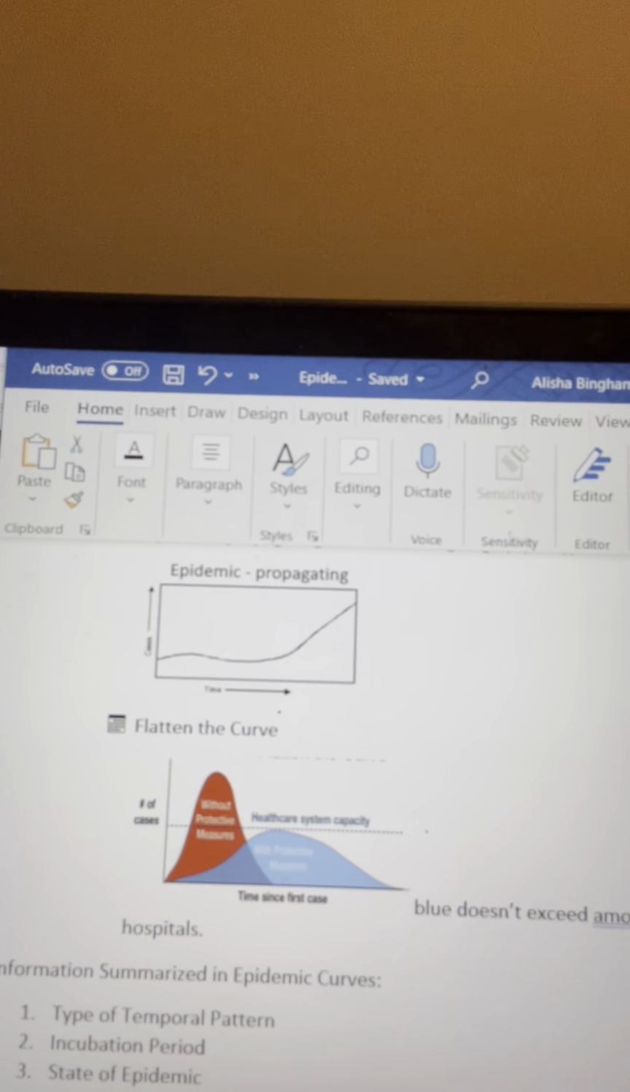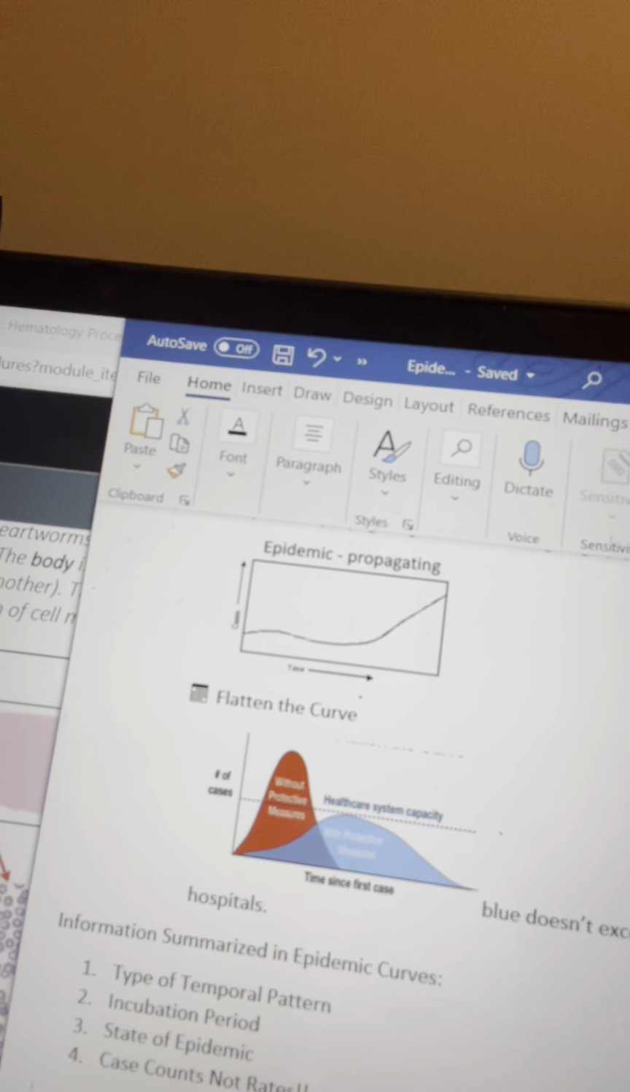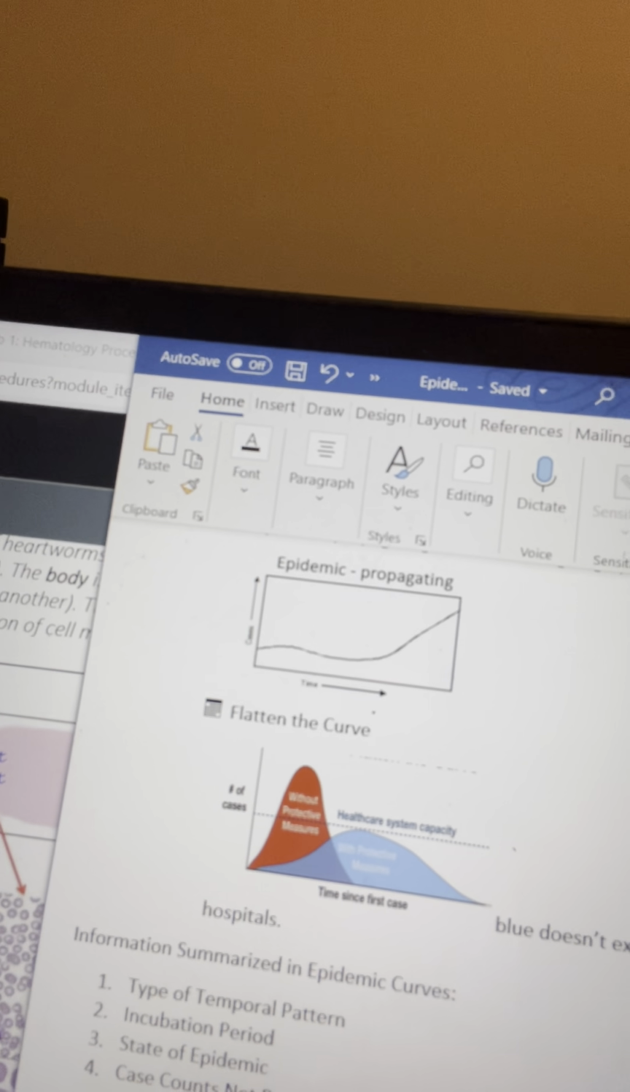And then we want to flatten the curve. So basically this graph shows flatten the curve here. So we want the curve to look like in blue because that's the amount that the hospitals can take in. So summarizing epidemic curves, so type of temporal pattern, those are the types I just went over. There's an incubation period, there's a state of epidemic, and the case counts, not the rates.